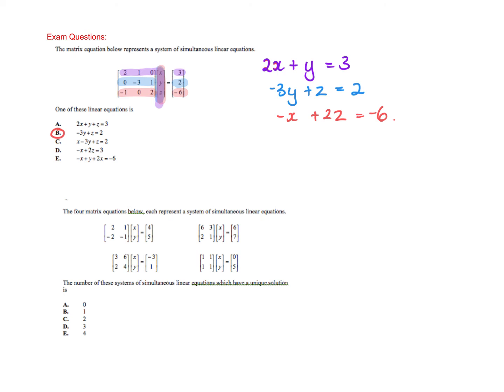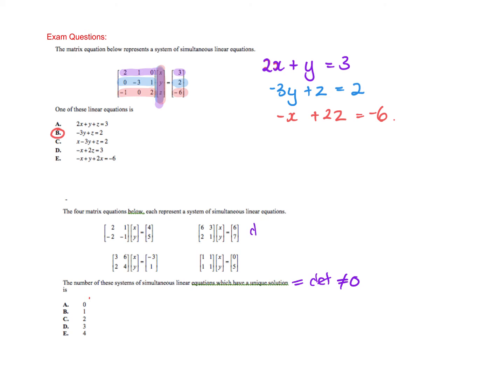Now, below it says, the 4 matrices below represent a set of simultaneous equations. The number of these simultaneous equations which have a unique solution. So if they have a unique solution, the det will not equal 0.